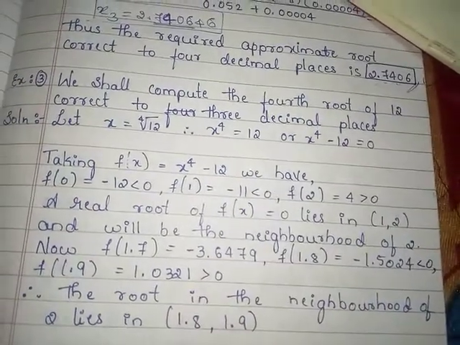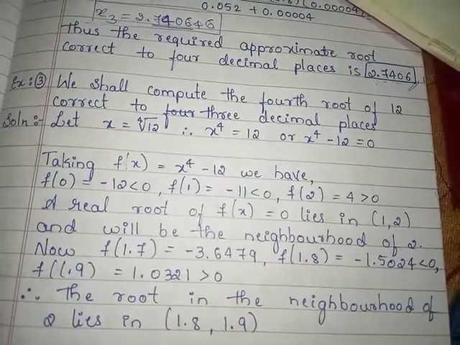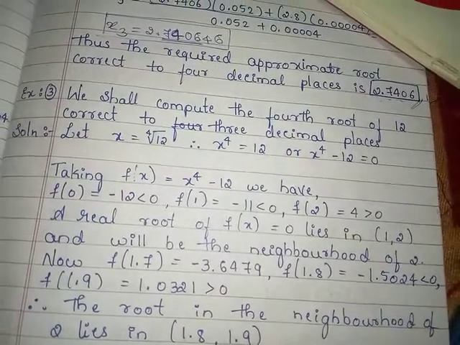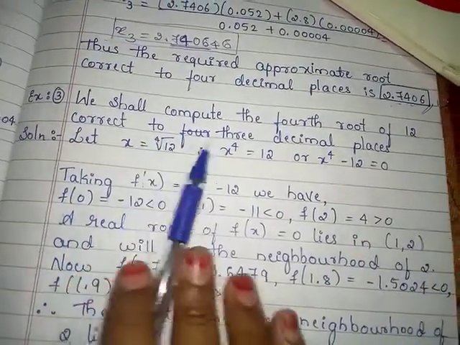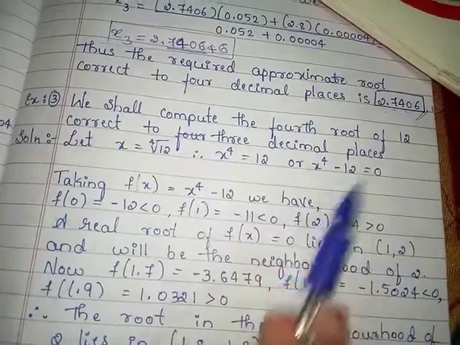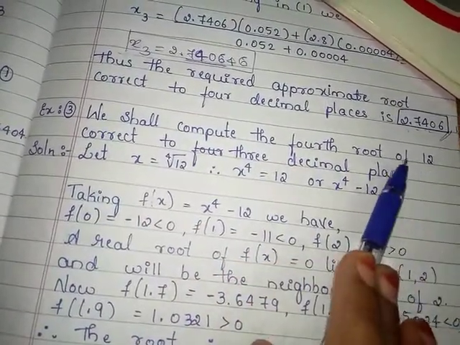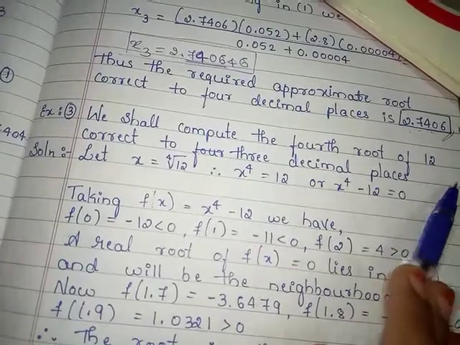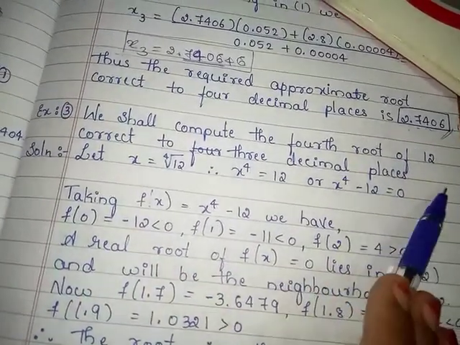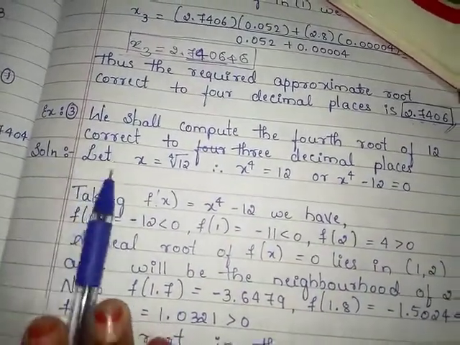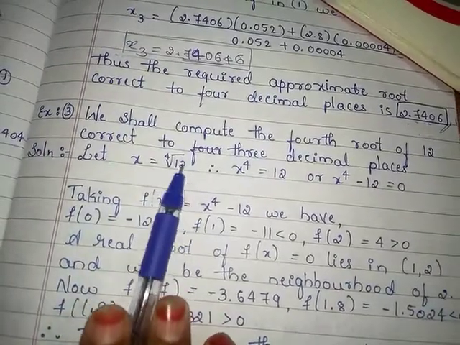Next example, example 3. Compute the fourth root of 12 correct to 3 decimal places. We have to find the fourth root of 12 correct to 3 decimal places. Solution: let x is equal to the fourth root of 12.